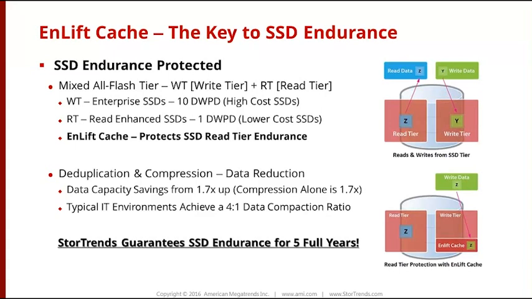So if it becomes cold, if block Z is sitting in the write tier, we want it to eventually move down into the read tier. Well, if we just pass block Z down and we start sending rewrites to block Z down and the data starts moving, we're going to blow through that one drive write per day pretty quick.